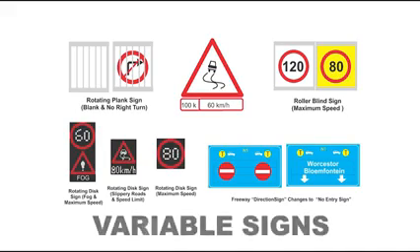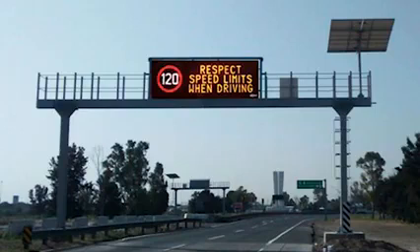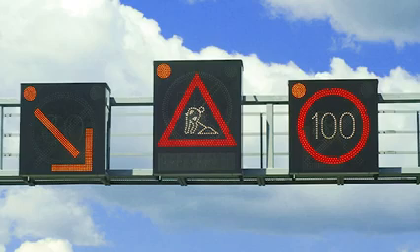Variable message signs. These signs are used for multiple categories of road signs. Their purpose is to display different messages under different conditions without having to replace road signs. Variable message signs come in the form of sliding signs, roller blind signs and digital signs, etc.